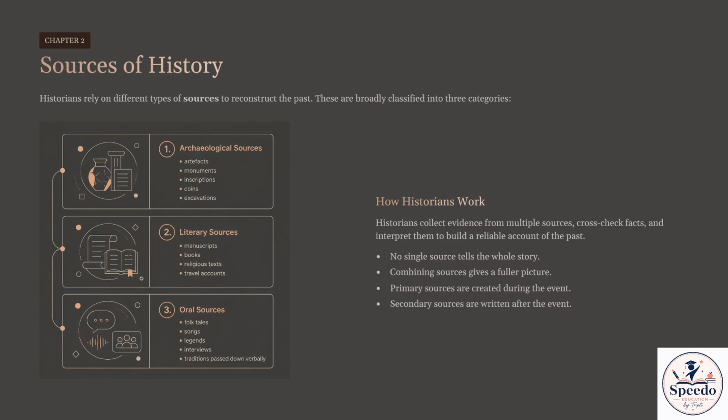Third, oral sources, which include folk songs, stories, legends, traditions, and memories that are passed from one generation to another through spoken words. These different sources work together to help historians understand the past more accurately. In the next section, we will study each of these sources in detail and discover how they reveal the fascinating story of human civilization.